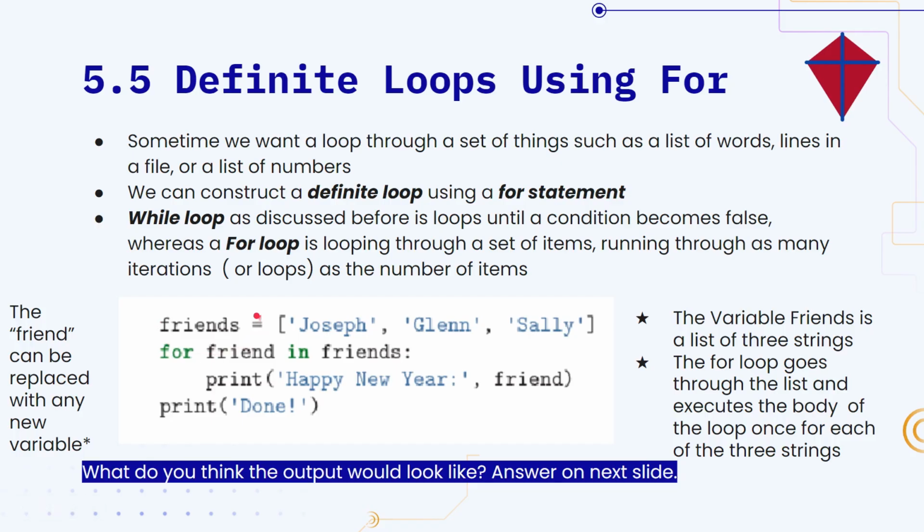Here we have a list called friends, and this variable friends contains 3 items: Joseph, Glenn, and Sally. Now here we can see a for loop, for friend in friends, which is basically saying for each item in this variable called friends, I want to print Happy New Year and then the friend itself. And after that for loop finishes, I'm going to print done. Try to predict what the output of this program will be, and I'll show you in just a moment using the text editor.